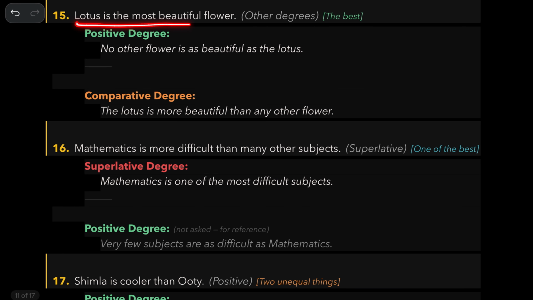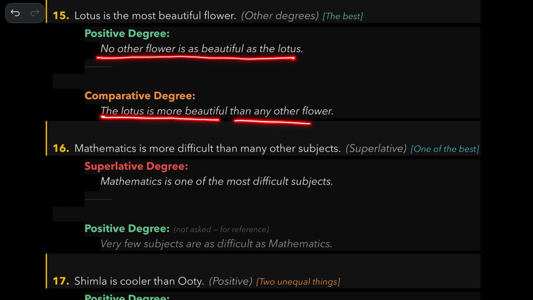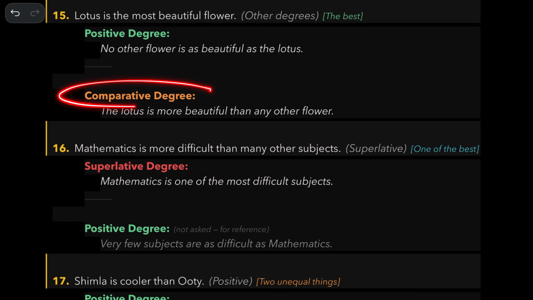Lotus is the most beautiful flower. So here the first pattern, you are asked to learn both of them. Positive degree: No other flower is as beautiful as the lotus. The lotus is more beautiful than any other flower. This is comparative form.